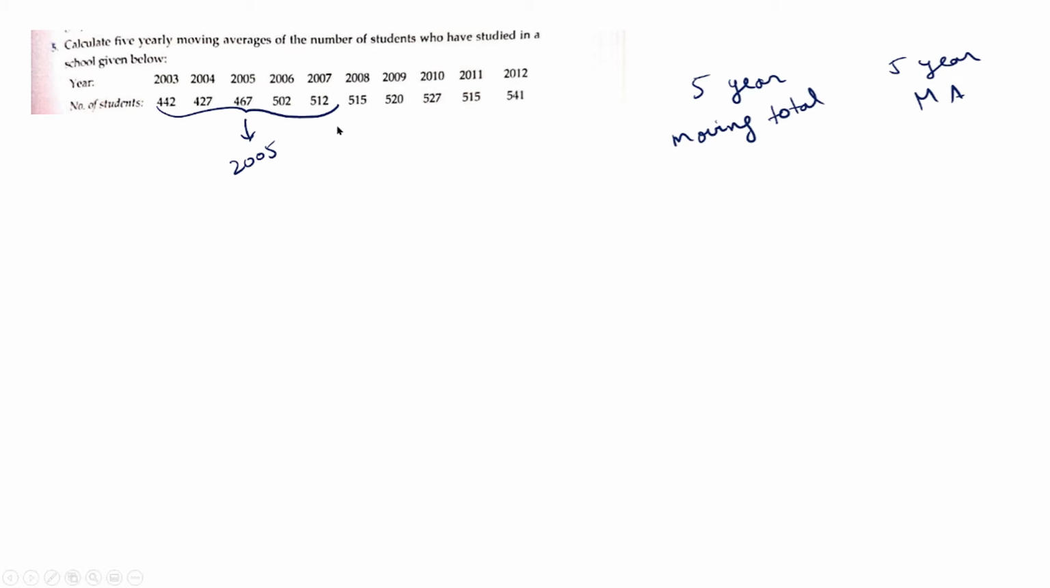Now similar to the 3-yearly moving average where we calculated the total of 3 years, here we have to calculate the 5-year moving total and the 5-year moving average. We have to add each of the 5 years and write it along. The first data will be along the year 2005 because this is the middle year for these 5 years. And then we have to add the next 5 years data and write it along 2006, and accordingly we have to find the moving average.